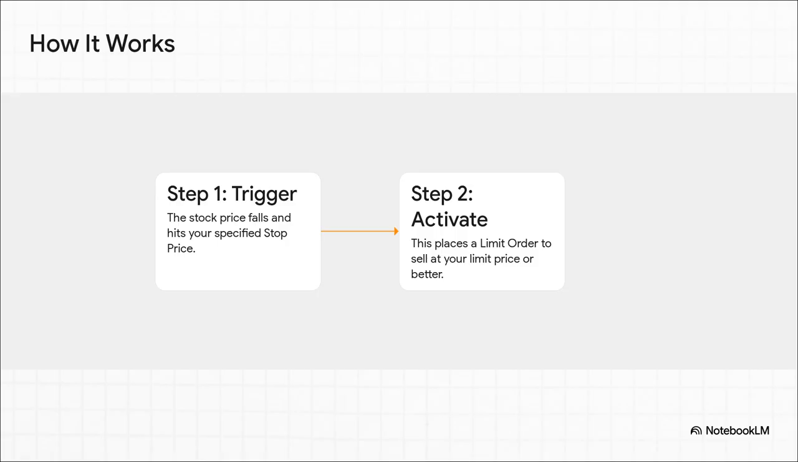But, and this is the key difference, in step 2, instead of triggering a frantic market order to sell at any price, it calmly activates a limit order. You're basically saying, okay, if the price drops to $45, start trying to sell, but I absolutely refuse to accept anything less than, say, $44.90.